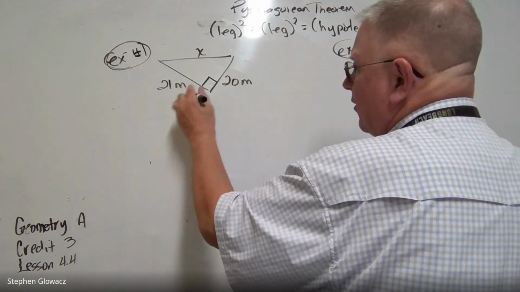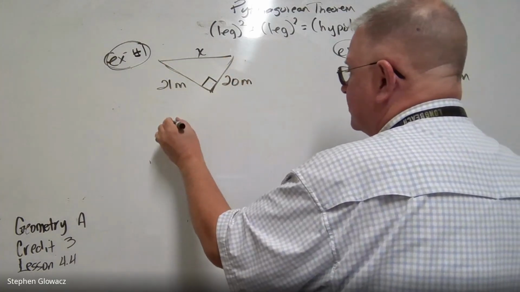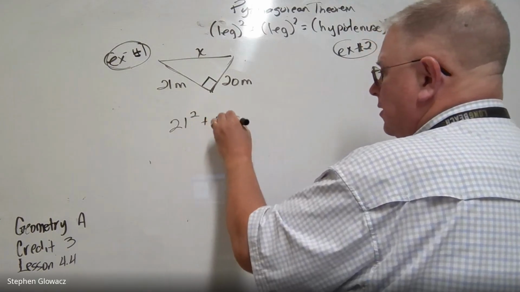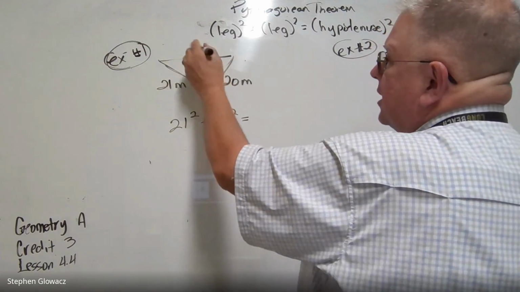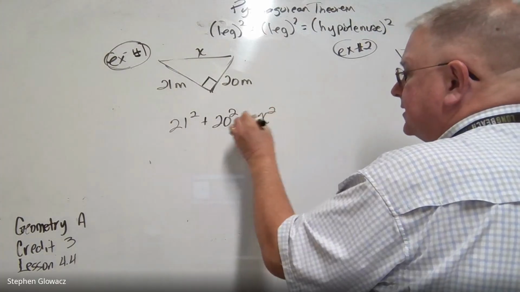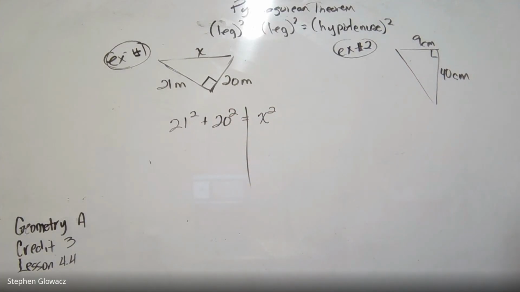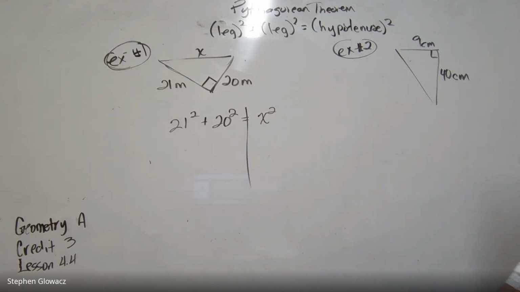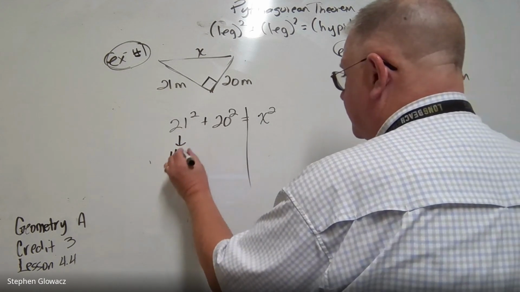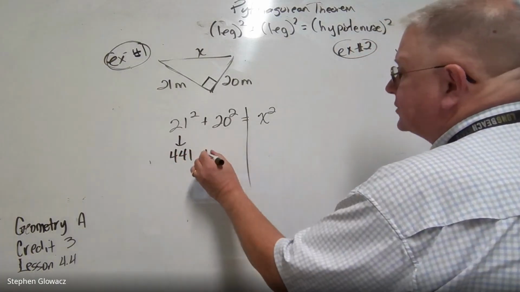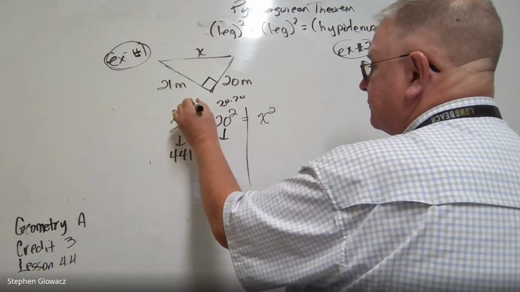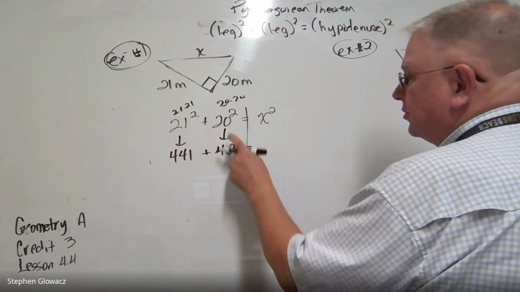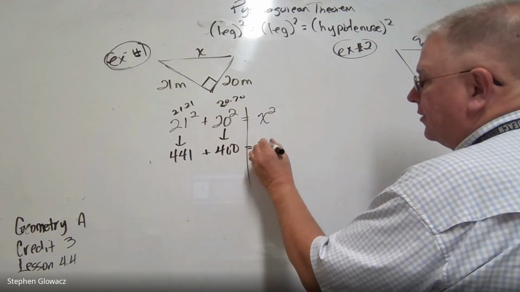And so we have our legs are the 21 and the 20 here. So we have 21 squared plus 20 squared equals the hypotenuse, which we're going to represent with x squared. All right, so 21 squared, which of course means 21 times 21, is 441. 20 squared, which means 20 times 20. So let's go ahead and put that up here to remind us what those mean. So 20 squared, 20 times 20 is 400.